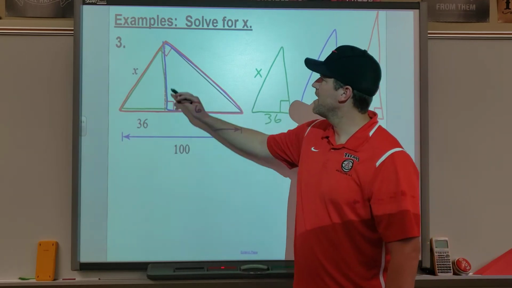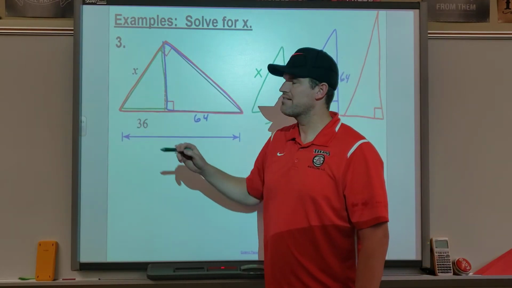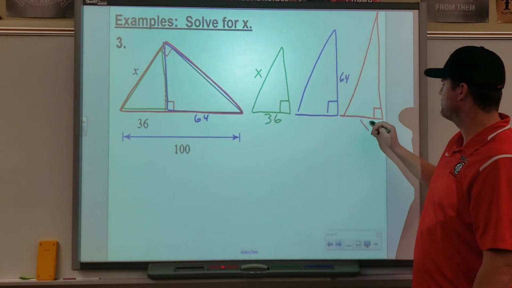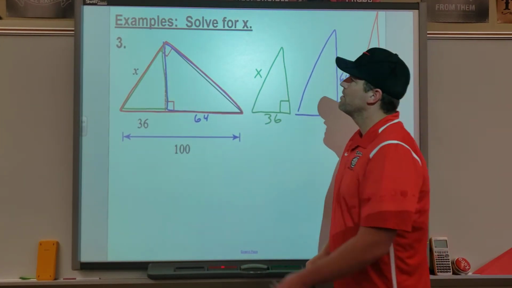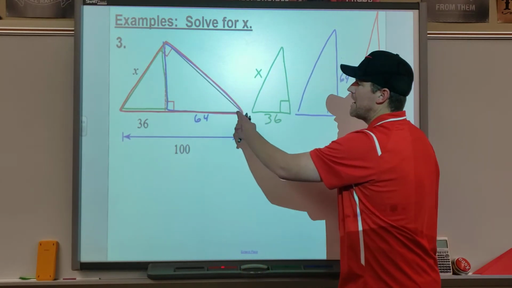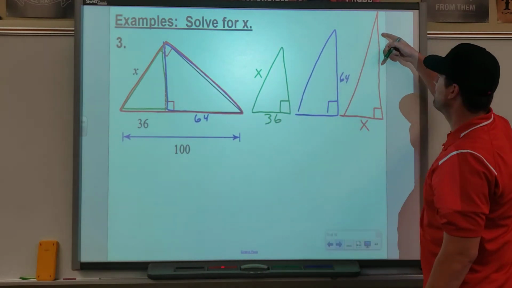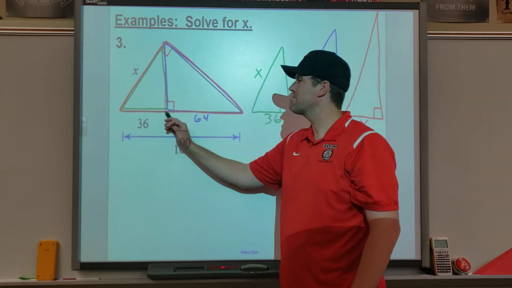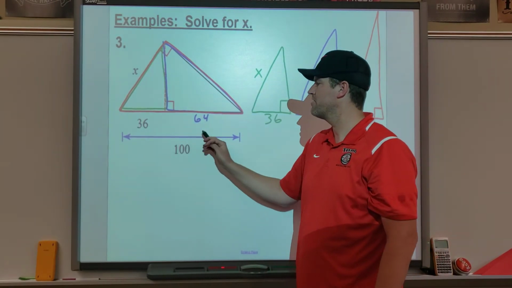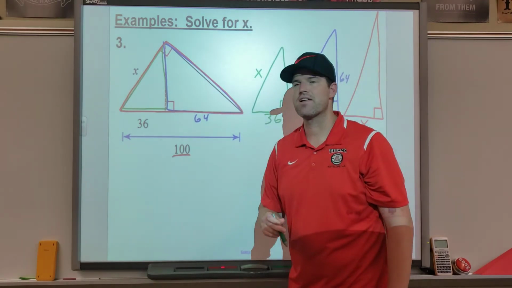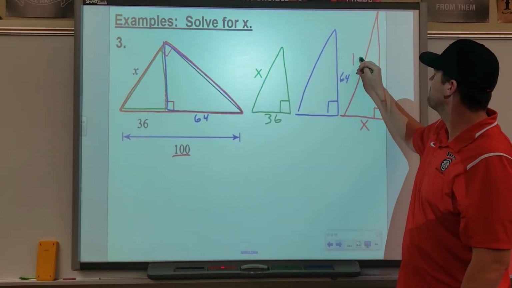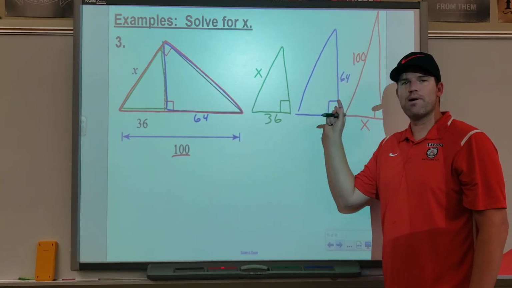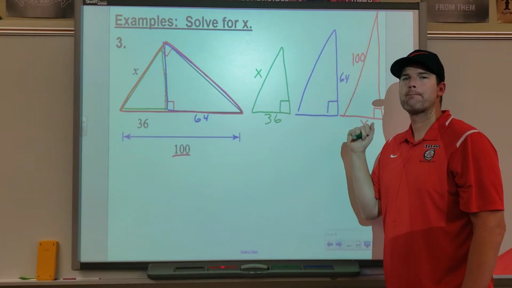The big triangle, I know that this side here is x, and that's the shortest side, right? So the shortest side was x. The longer leg, I don't know, so I don't know how long this leg is, but I do know the hypotenuse, right, which is adding these together, or it's already given to us right here. The hypotenuse is 100.